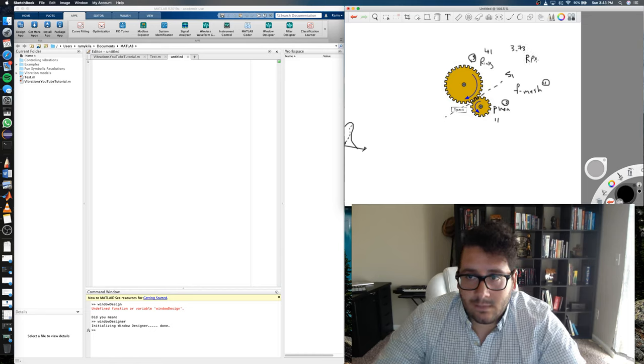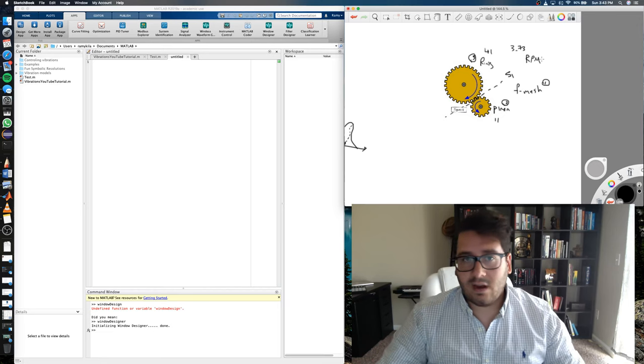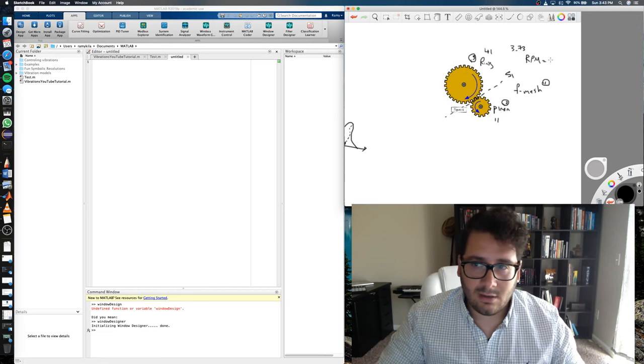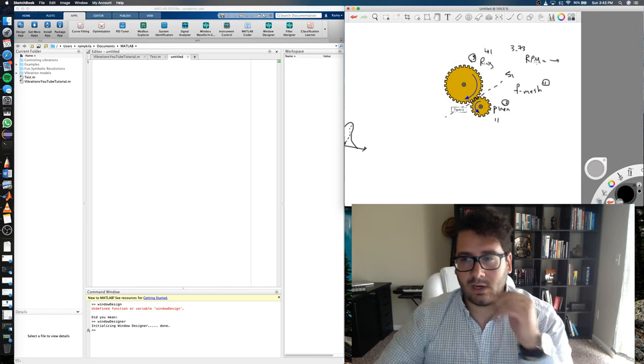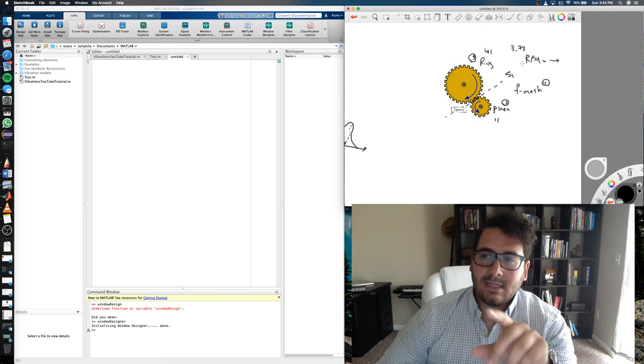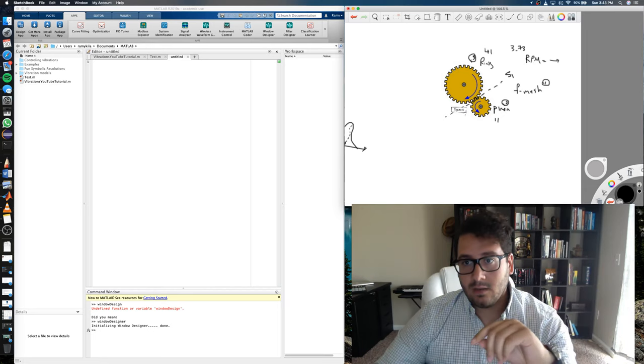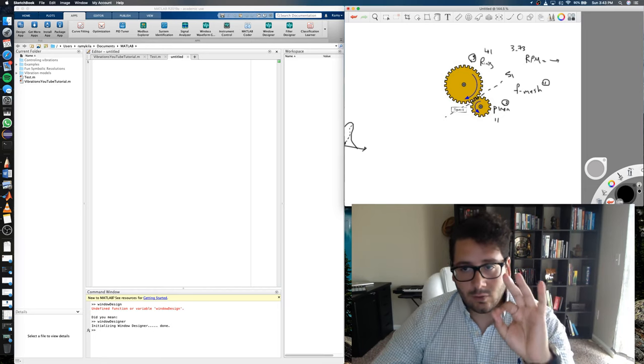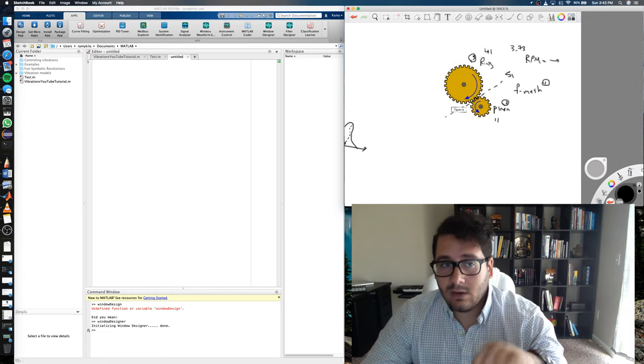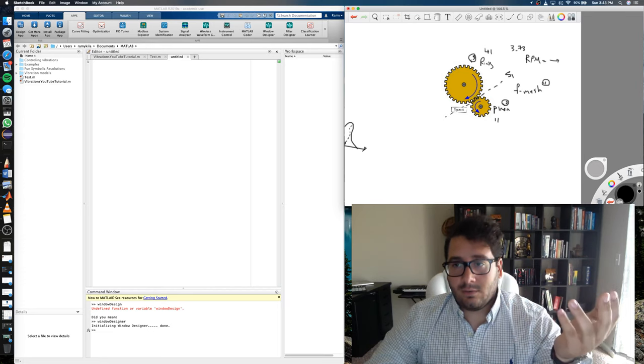RPM, I made some assumption on RPM. I don't remember what I wrote, but that was just something to start with, and then I've done a speed sweep. What I haven't done here is that I assume that my system is the same, which I'll explain a little bit more once I show you the model.